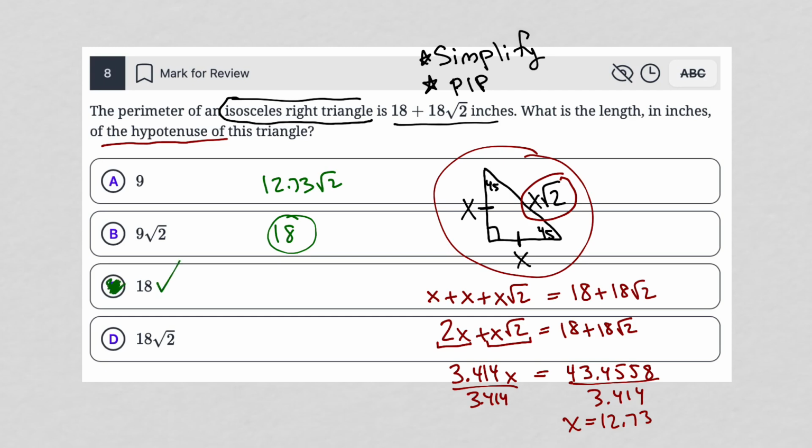So there are other ways for sure to answer this question. I just decided that based upon reading the question, this is the equation that I would make based upon translating what the question says. So why not just simplify directly from there to solve for x? And then, of course, knowing that x is not what we're trying to find, multiply that x value by square root 2 to find our hypotenuse, and that gives us the answer we're looking for.